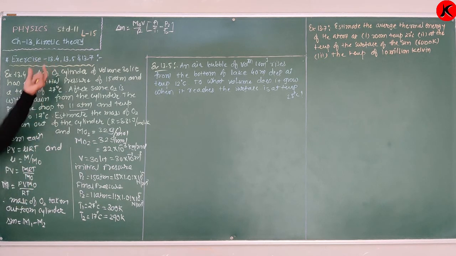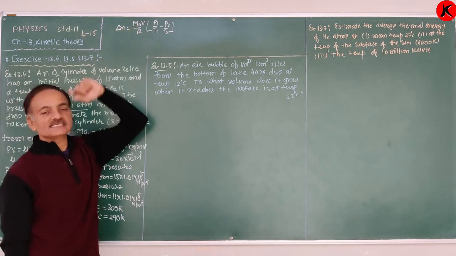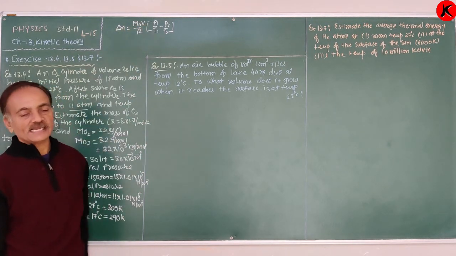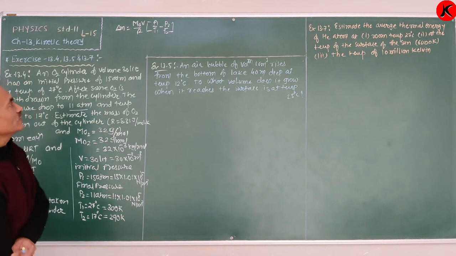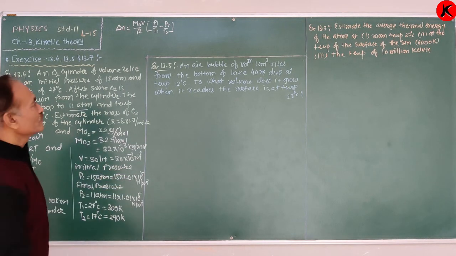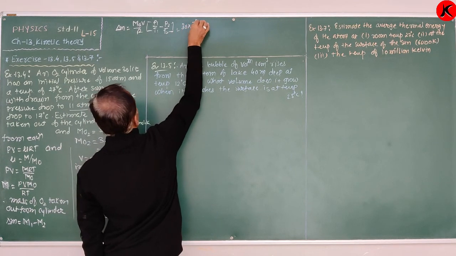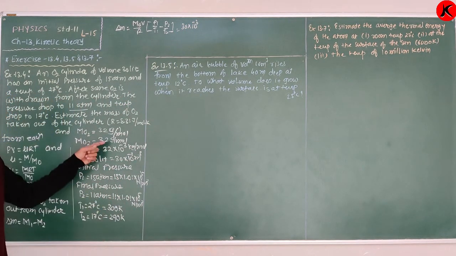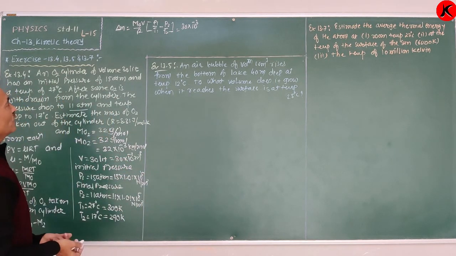The volume of the cylinder is constant, M0 the atomic mass of oxygen is constant, and R is constant. Therefore, P and T are the initial and final values. So M0 V upon R is taken out of the bracket, and inside the bracket P1 upon T1 minus P2 upon T2. Now we substitute the values. Volume is given as 30 liter, that means 30 into 10 raised to minus 3.